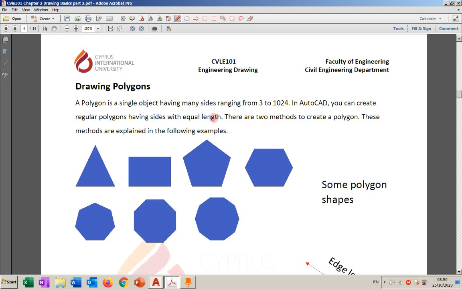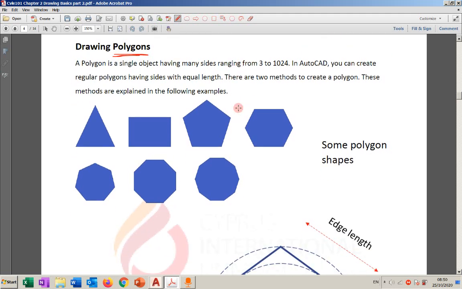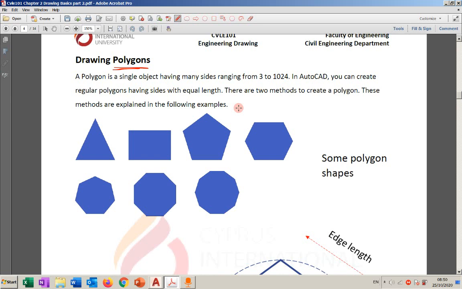Hello everyone, welcome back. In this video we'll be talking about polygons in AutoCAD, to see how easy we can do polygons using CAD software. Now by the way, polygons are one of the hard shapes when we're drawing by hand. On paper it's not easy to draw a polygon.